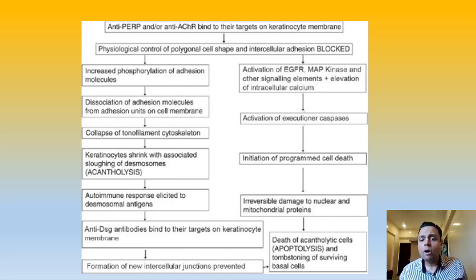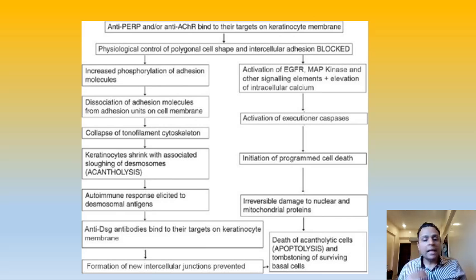Next is the EGFR MAP kinase pathway, a very important cell signaling pathway. When this pathway is activated, there is an elevation of intracellular calcium also. This calcium and the EGFR MAP pathway, when activated, will activate the caspases. Caspases lead to apoptosis; they will cause programmed cell death. They initiate it. So this is one theory, called apoptosis.